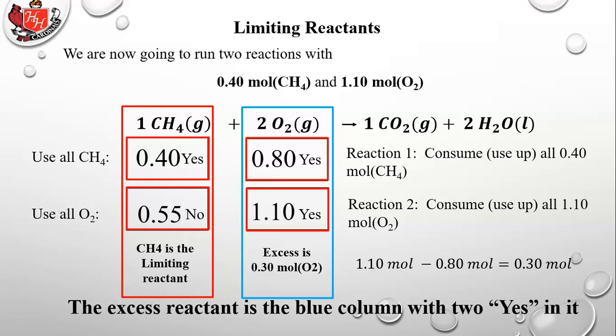So now the question is, how much of the excess reactant do we have left over? And you can see the equation right down there on the bottom right. We had 1.10 moles to work with. We actually had to burn 0.8 moles to combust all of the CH4. So we had 0.3 moles of O2 left over. That's the excess. That's the amount of the excess. So we've answered 3 of the questions. What's the limiting reactant? What is the excess reactant? And how much of the excess reactant was left over once the limiting reactant was completely used up?